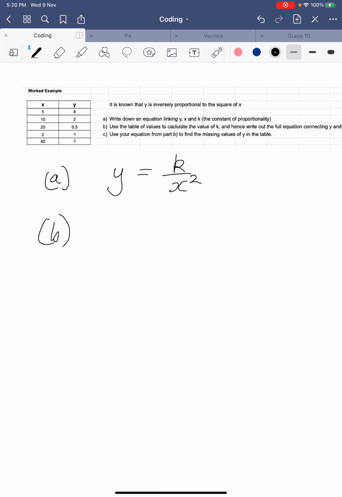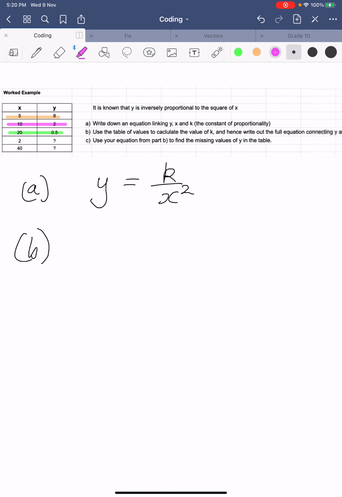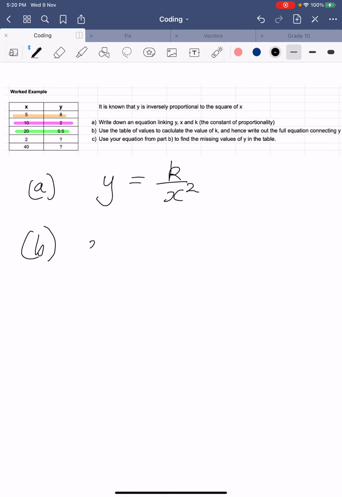Part B is use the table of values to calculate the value of k and hence write out the full equation. All right, so in the previous video, I said it didn't actually matter which pair of values you substituted into the equation. So let's go and choose any numbers that we like. I'm going to choose the purple one, the 10 for x and y is 2. So let's go ahead and write that down and see what happens. So when x equals 10, the y value equals 2. And this pair of values must make this equation true.